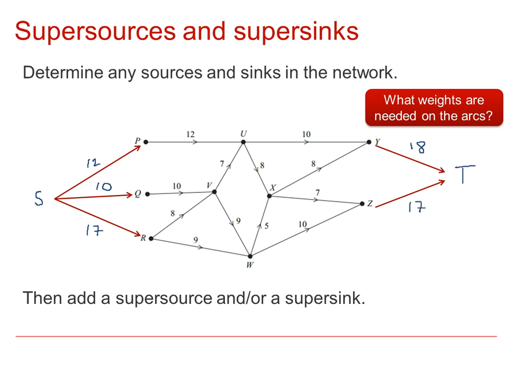Once we've done that, we can then deal with this new network, including its super source and super sink, in exactly the same way as we did with the other networks where we had a single source and a single sink. So we could look at cuts, etc. in this one, and possible flows.